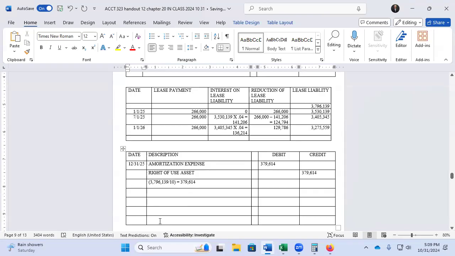And then the last thing is we have to amortize or record the interest expense, right? So 12/31. And that's the 136,214. And that increases our lease liability, 136,214.